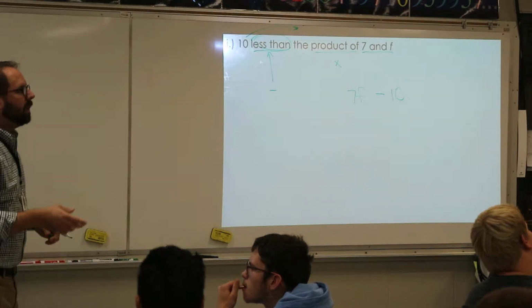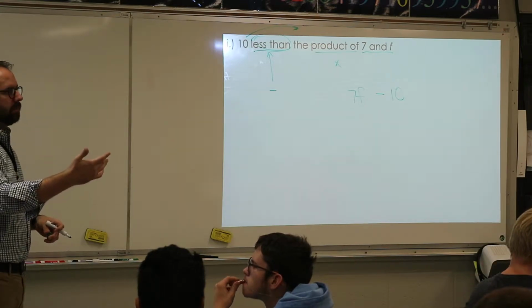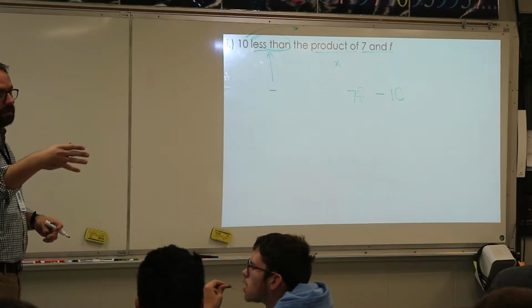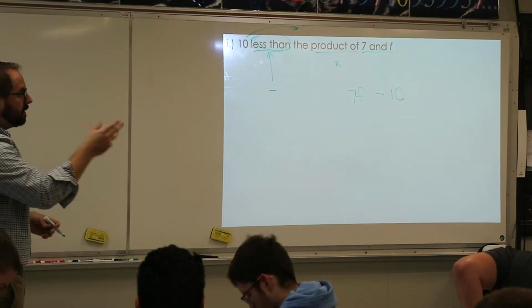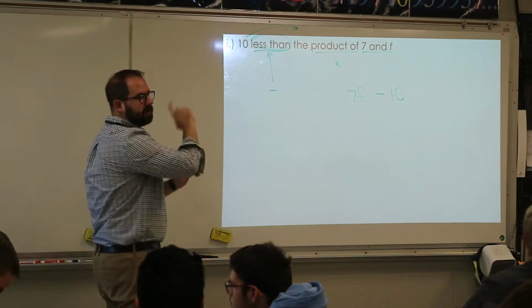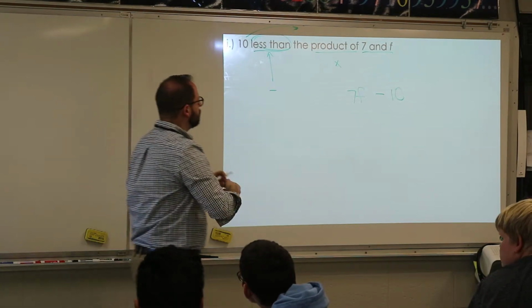If I said 10 less than your age, take your age and subtract 10. You already know how to do that instinctively, but when you read it, you have to understand the 10 goes in the back and you have to subtract it.